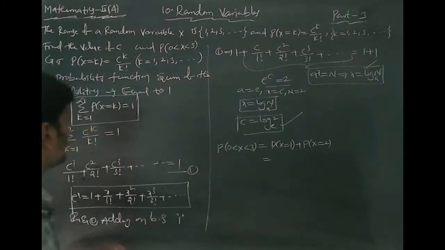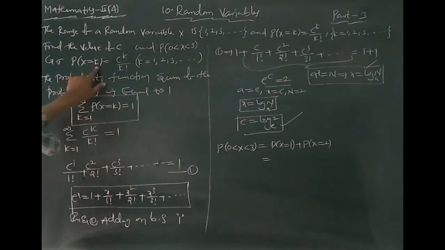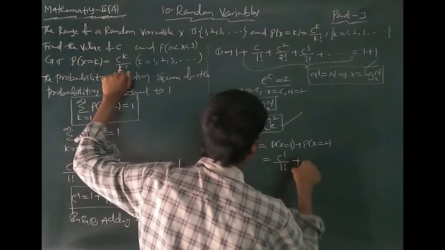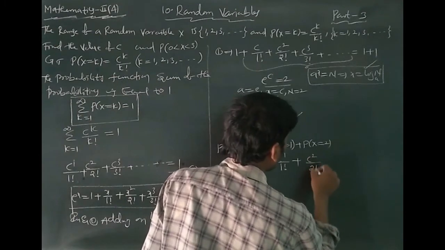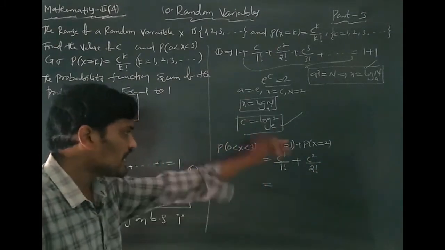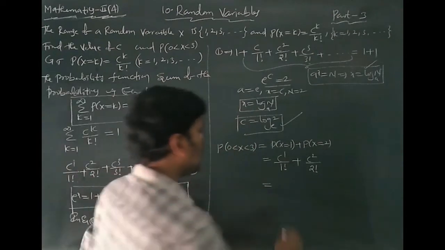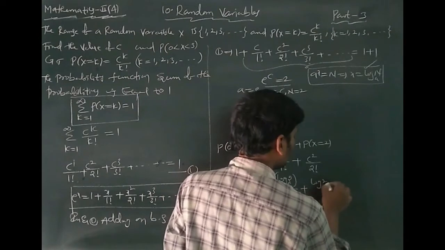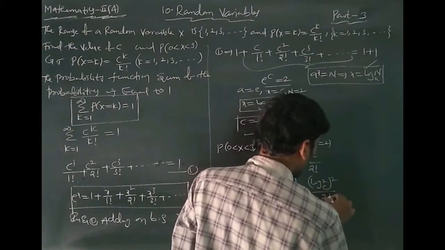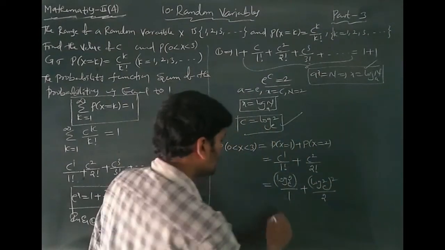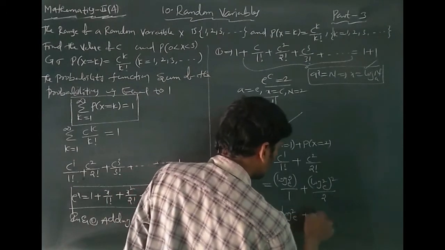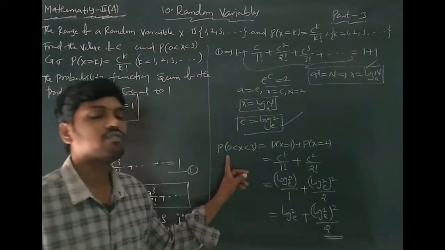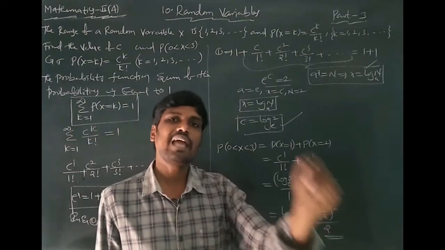P of x equal to 1, nothing but you can write this as P of x is equal to k. You can write k value 1, c power 1 by 1 factorial, and k value 2, c power 2 by 2 factorial. Understood or not? After that, c value is log 2 base e. Log 2 base e by 1 factorial, and log 2 base e whole square by 2 factorial. This can be written as log 2 base e plus log 2 base e whole square by 2. This is the value of the probability of 0 less than x less than 3.